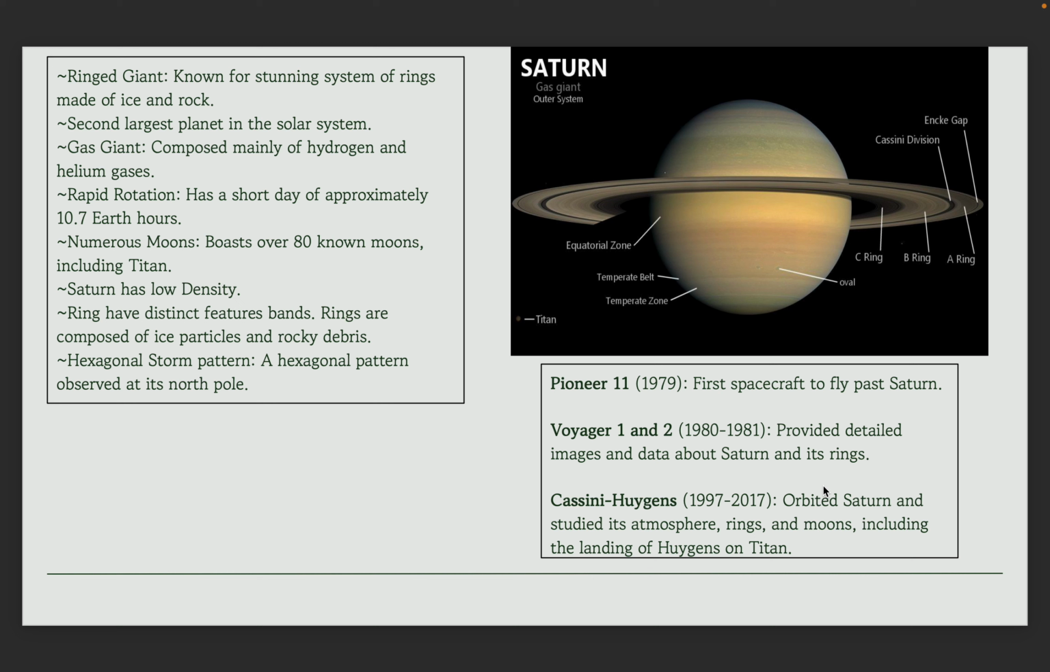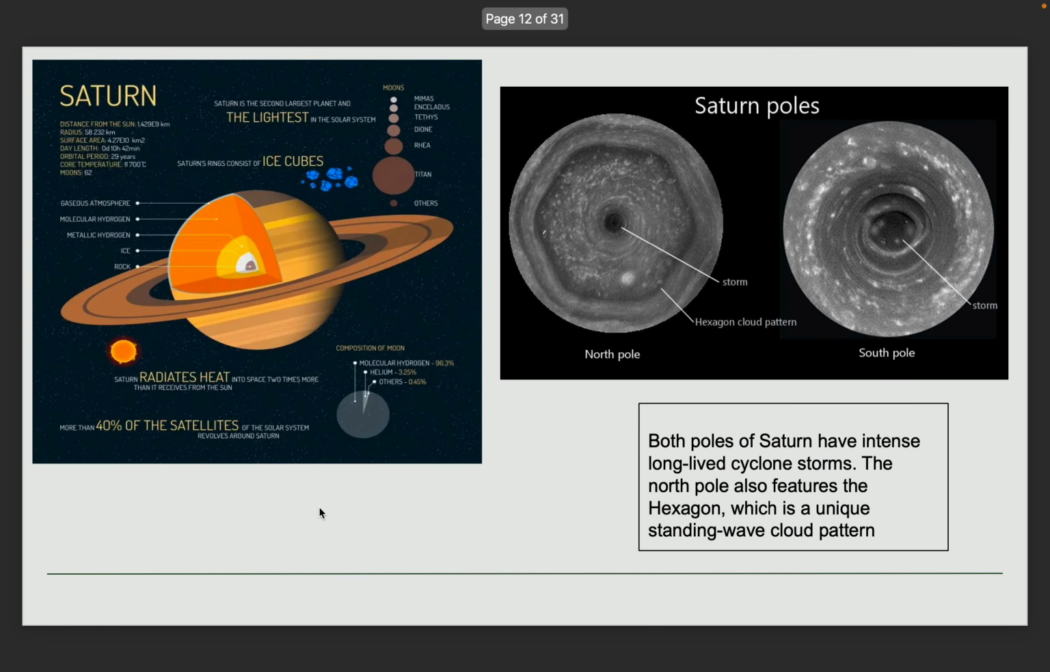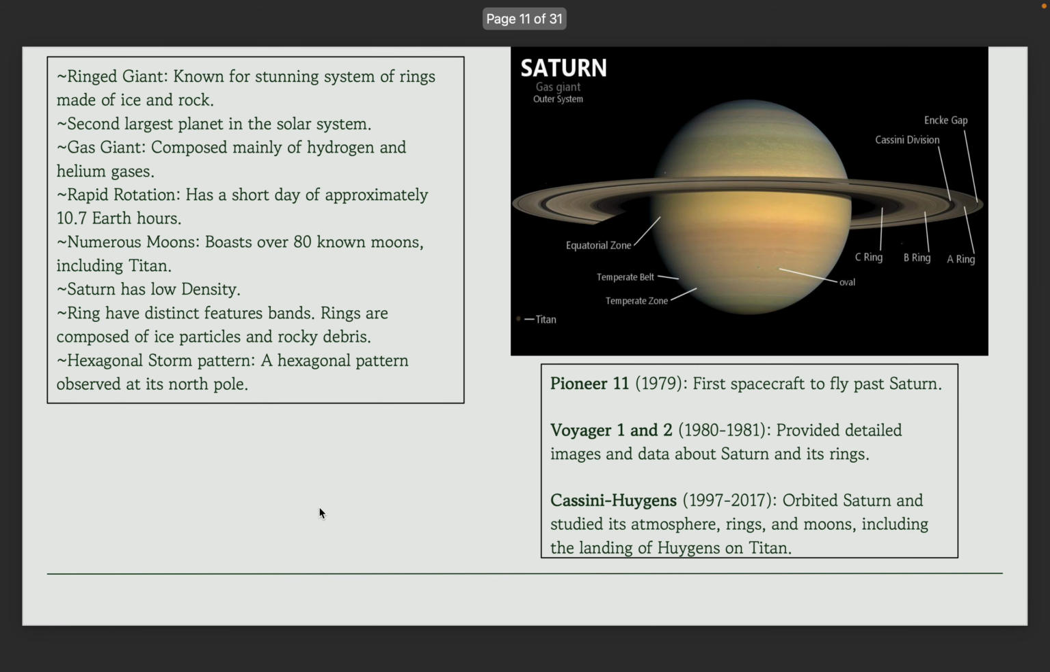Cassini-Huygens orbited Saturn. It was an orbital mission by NASA, and it studied Saturn's atmosphere, Saturn's rings, and Saturn's moons, including the landing of Huygens on Titan. Titan is the biggest satellite, the biggest moon of Saturn. Sorry.